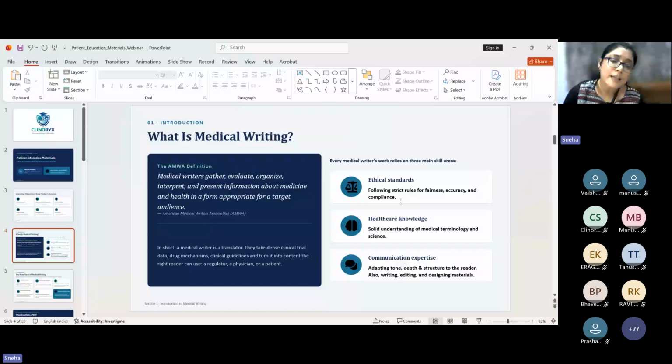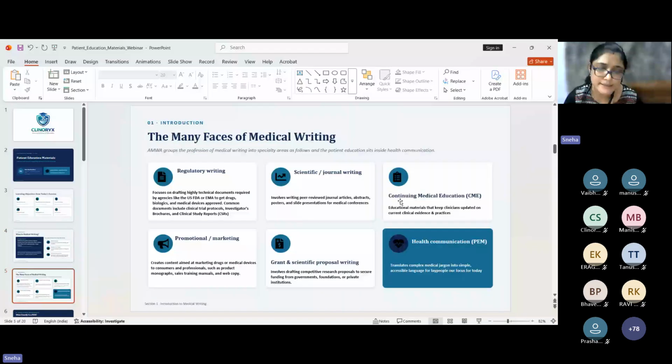Now, we come to the many phases of medical writing. As I told you, it is an umbrella term. There are different branches of medical writing. It is not only about patient education material or regulatory writing. There are different branches of medical writing, and each branch has its own target audience.